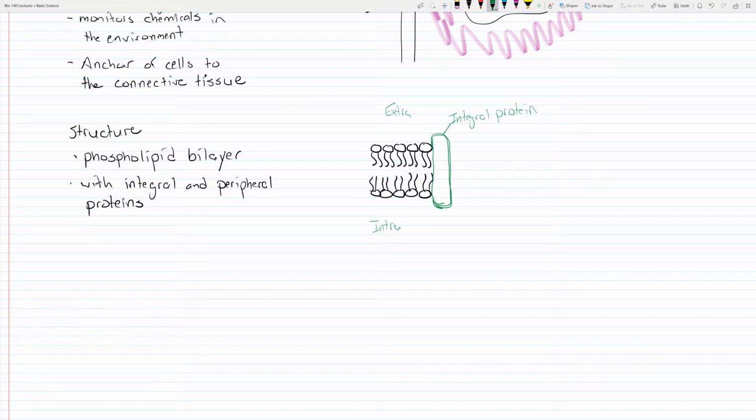If you have a protein that is only on one side of the plasma membrane, let's say we call this protein right here, and it just sits on one side, and we could even put one maybe right here as well. It sits on one side of it. These are called peripheral.